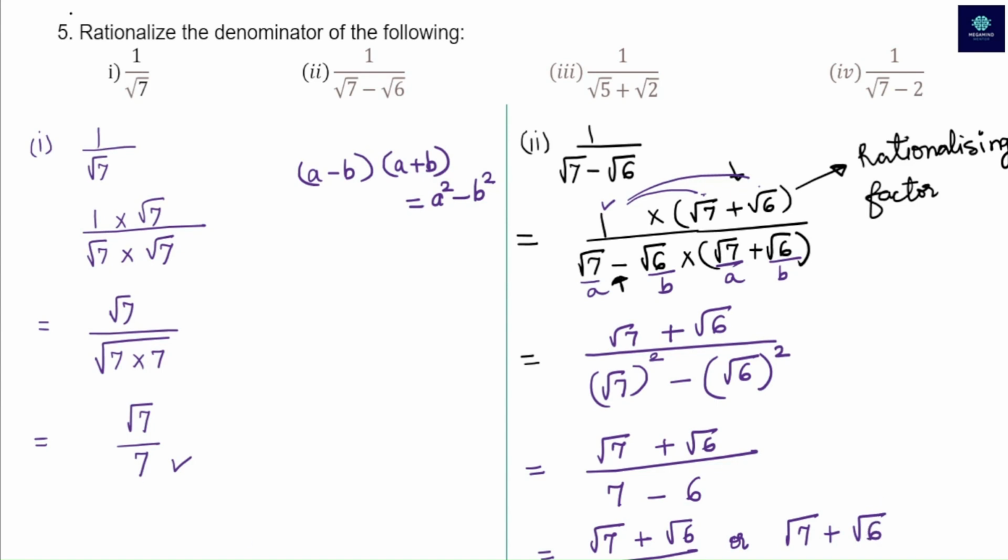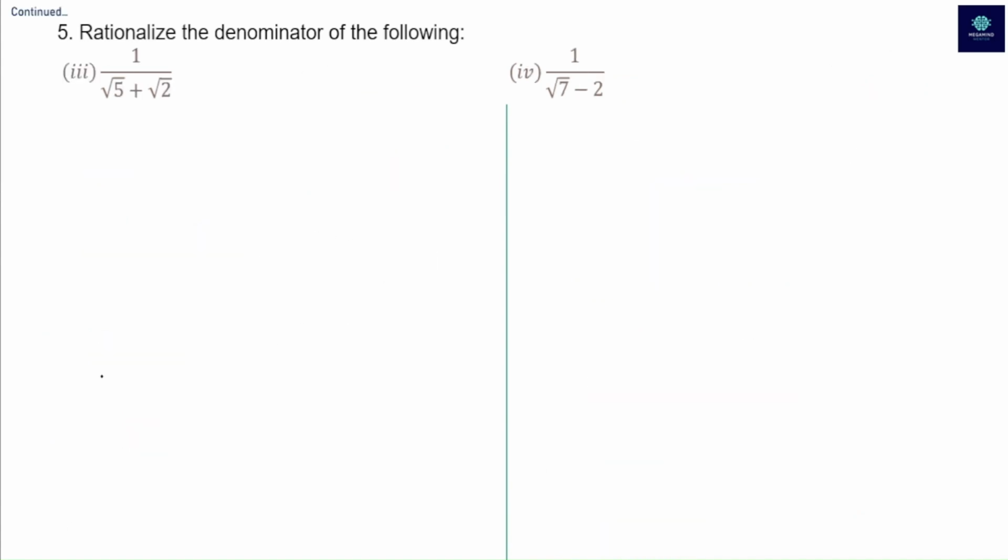Now let us find what was the rationalizing factor for question number 1. Yes, it was root 7. So for question number 1, root 7 was the rationalizing factor. Now let us solve the last two questions. Now coming to question number 3, in which you have to rationalize the denominator root 5 plus root 2.